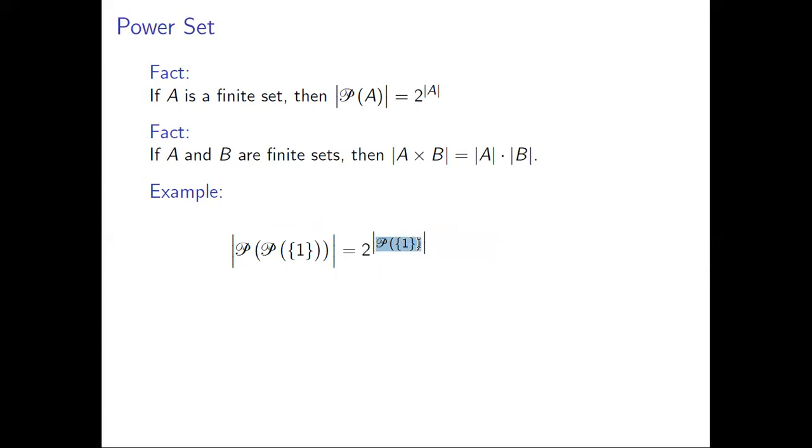Now, what is the cardinality of this? Well, again, it would be 2 to the power of the cardinality of this little set here. So far we have 2 to the power of 2 to the power of the cardinality of the set whose only element is 1. Now this cardinality is just 1. So this is 2 to the power of 2 to the power of 1, which is 4.